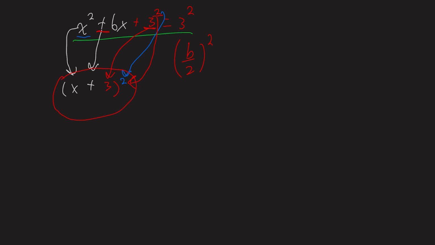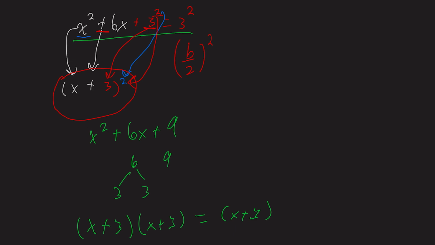And if you want to work through it the regular way, if you want to really factor x squared plus 6x plus 9, you'll see what adds to 6 but multiplies to 9, 3 and 3, and you'll see very quickly that the theorem holds. x plus 3 times x plus 3 equals x plus 3 squared. And of course, we're going to bring down our 3 squared, which is 9.